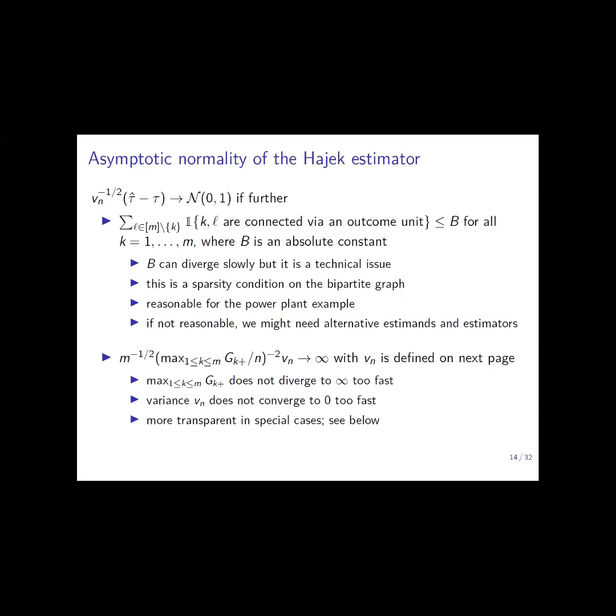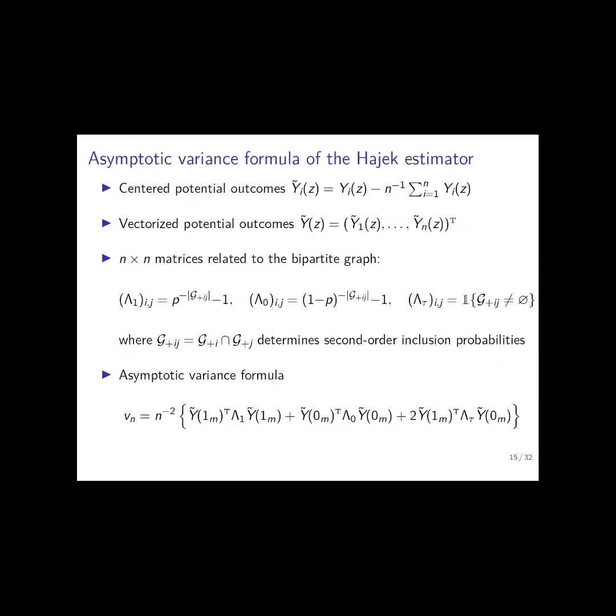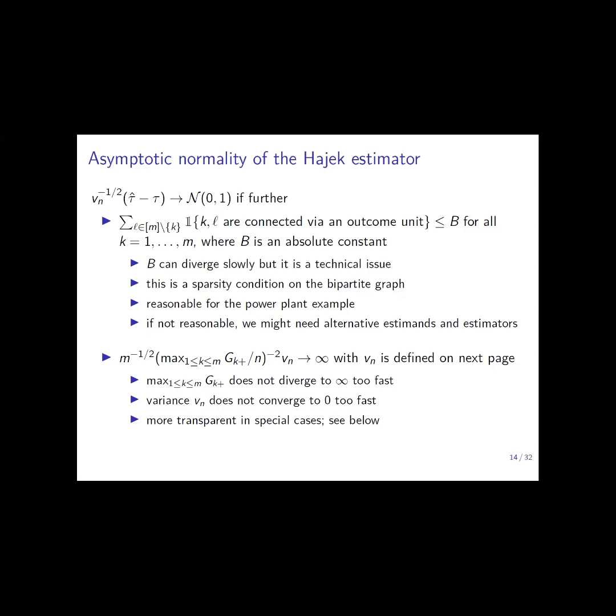The second condition is more involved. It depends on the sparsity condition and also the variance condition. It's quite a convoluted statement of the assumption. It requires the degree of the graph not to diverge to infinity too fast, and also restricts the variance from converging to 0 too fast. I will give you examples to make it more transparent. This one is a little dense now. But to explain this condition, I need to give you the formula of Vn, the asymptotic variance. First I give you the variance formula, then discuss this condition.